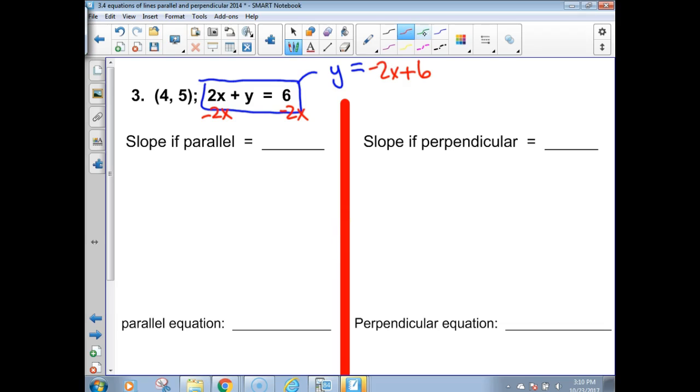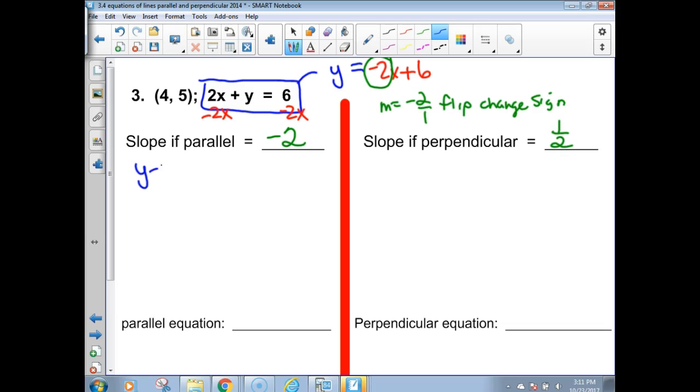Now I can see my slope. It is -2. So the line parallel will have a slope of -2. -2 written as a fraction is -2 over 1. So if I flip that and change the sign, I'm going to have +1/2, yeah, for the perpendicular line.